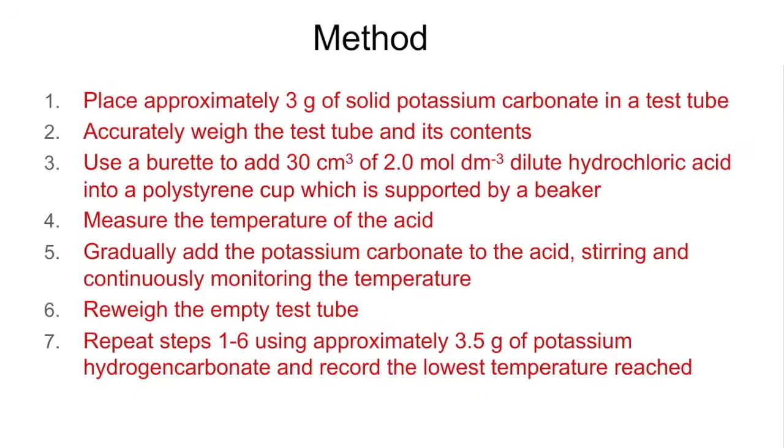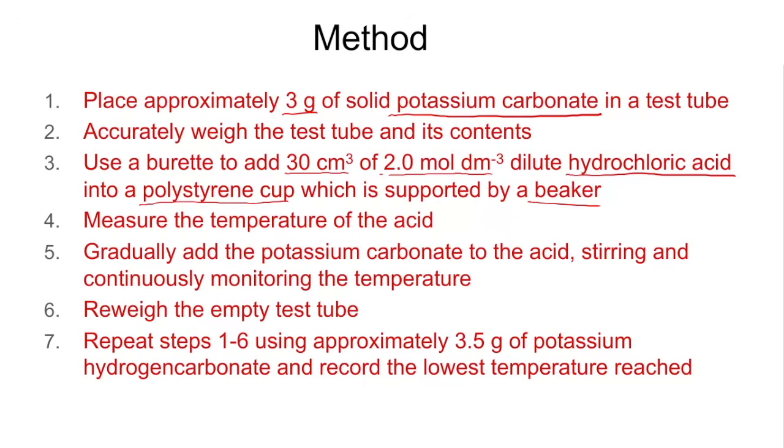So the method for this is quite straightforward. We want to take 3 grams of the solid potassium carbonate, put it into a test tube, and then accurately weigh the test tube and its contents. We then want to use a burette to add exactly 30 centimetres cubed of 2 moles per decimetre cubed dilute hydrochloric acid into a polystyrene cup which is supported by a beaker. So the polystyrene cup is there to minimise our heat losses because of course it is an insulator, but the biggest problem is that they are very light.